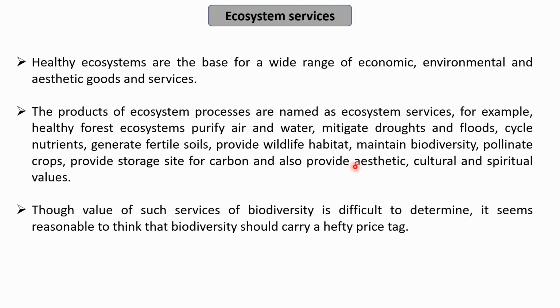We might not realize the importance of the ecosystem, but this example is enough to tell us that a particular ecosystem, for example a forest ecosystem, is actually providing us with so many services: it purifies the air and water, mitigates droughts and floods, cycles nutrients, generates fertile soils, provides wildlife habitat, maintains biodiversity, helps in pollination, provides storage for carbon, and also provides aesthetic, cultural, and spiritual values.